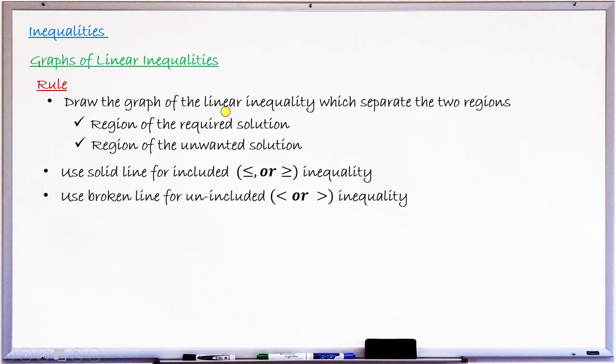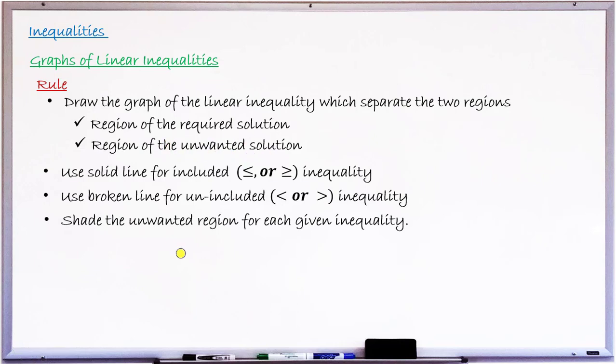So before you start drawing the line with your long ruler, you have to take note of this. You look back at your inequality symbol. If it has an equals to, then use the solid line. If it is strictly less than or strictly greater than, then you use the broken line. You now shade the unwanted region. The unwanted region is the region that doesn't give us the solution.